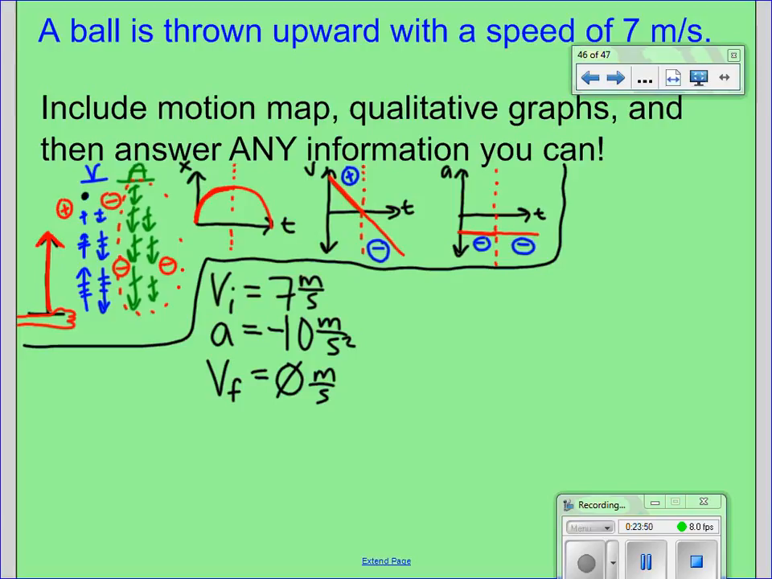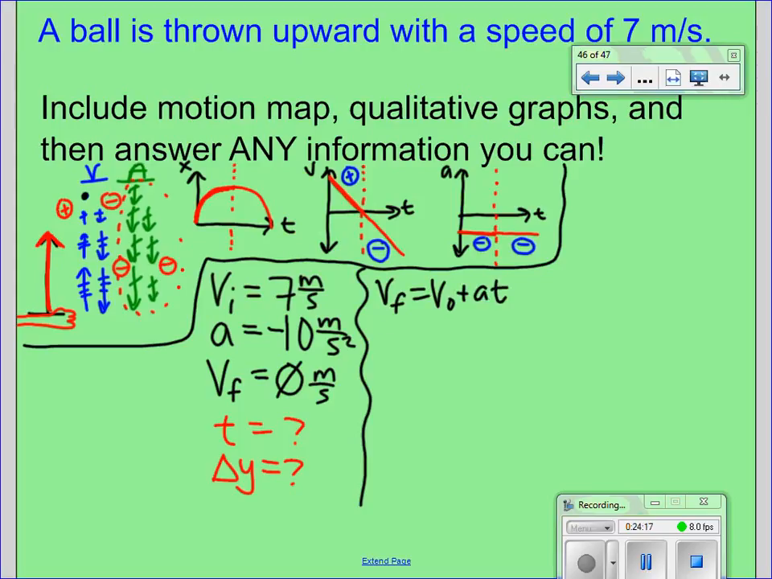Now, what are some things we could solve for? The first thing we could solve for is, how much time does it take to get to the top of the peak? Finally, we could figure out how high does it go, or what is its delta y. Okay, let's solve for time first. Since I have an initial velocity, a final velocity, and an acceleration, I'm going to use this equation right here to figure out time.